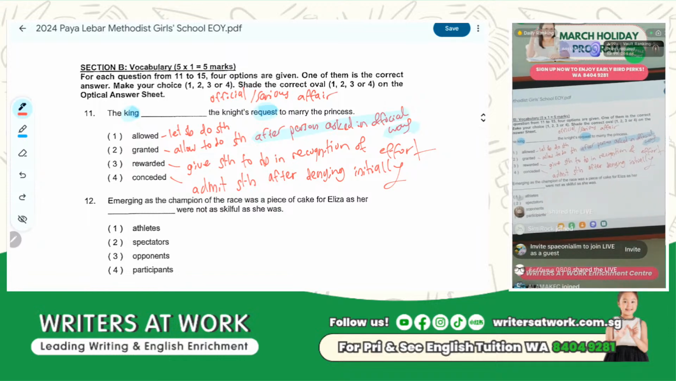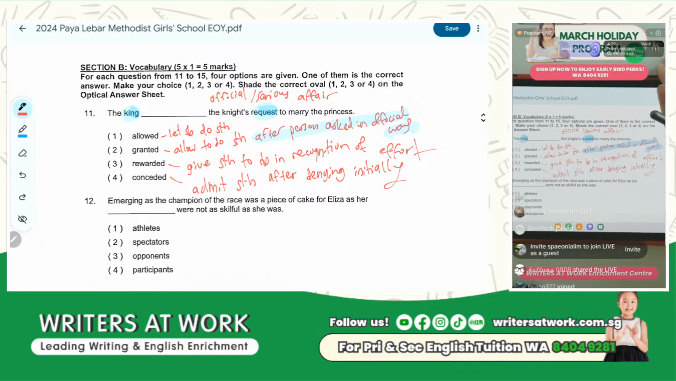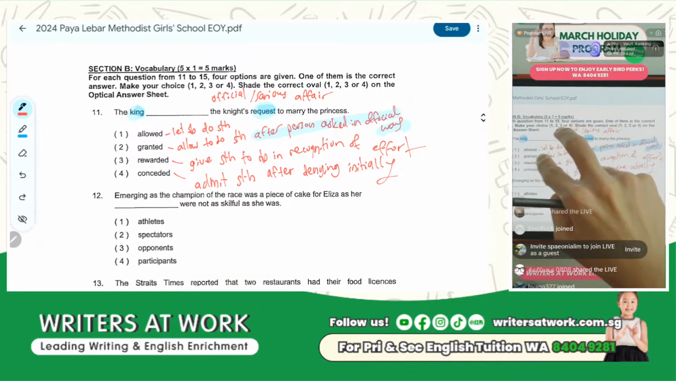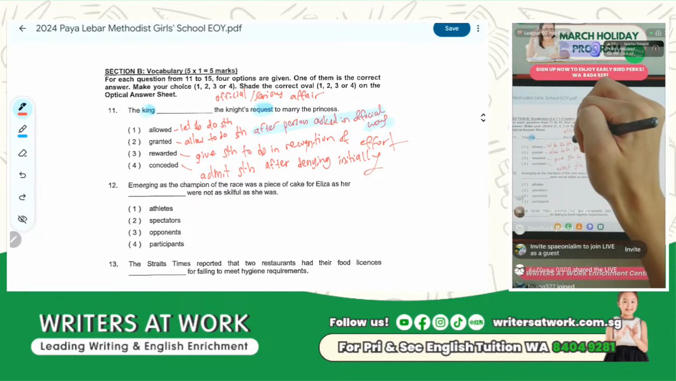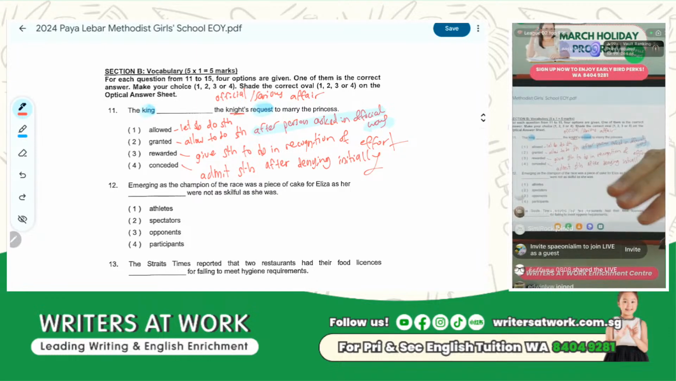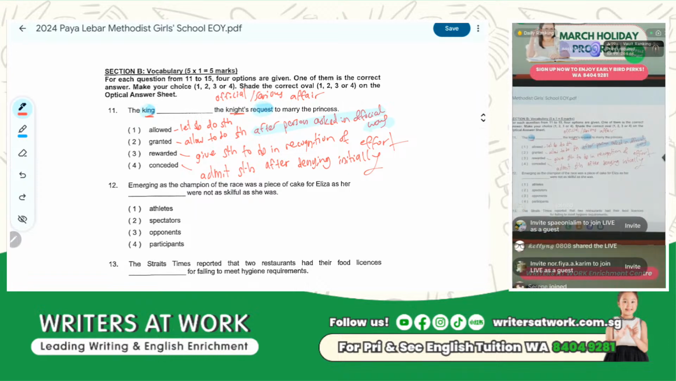So in this case, because it is the knight's request, that means he's asking the king to do something. And it's in a very official setting, right? Because the knight here is of a lower position than the king. So in this case, our answer would be grants the king's request. Okay, so number 2.